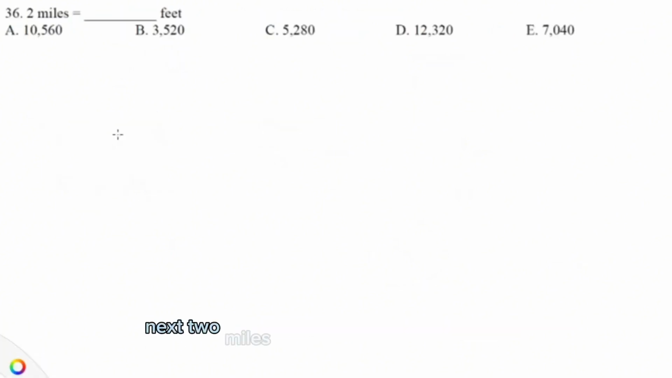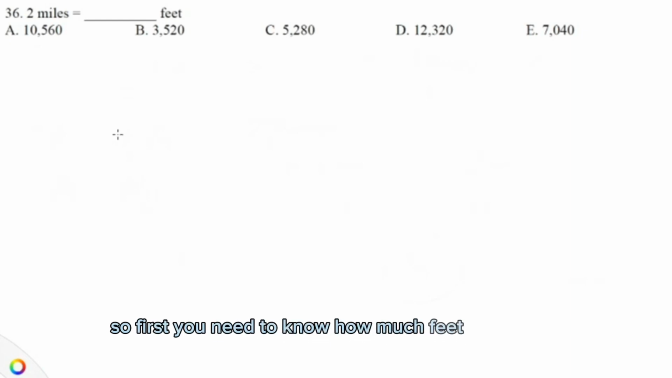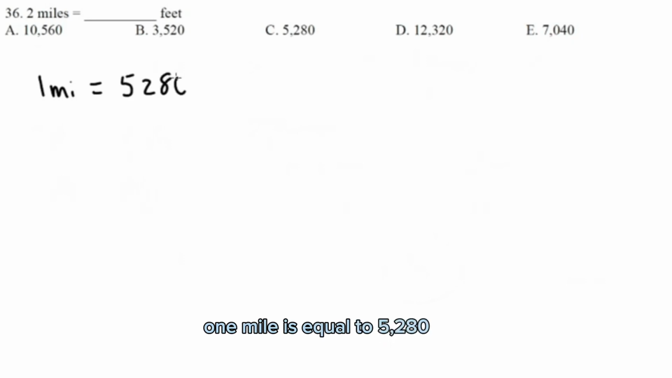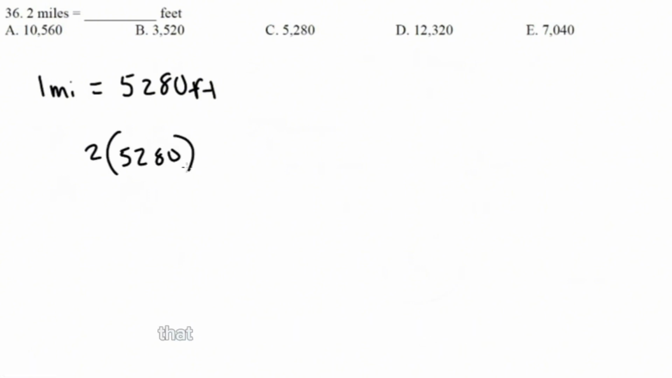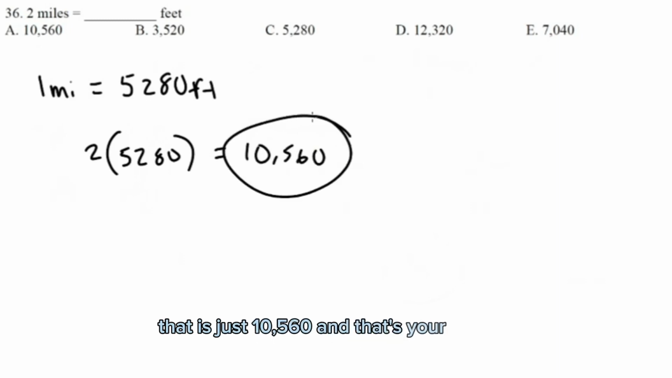Next, 2 miles equals how many feet? Alright, so first you need to know how many feet is 1 mile. 1 mile is equal to 5,280 feet. Knowing this, we can just do 2 times 5,280. That is just 10,560, and that's your answer.